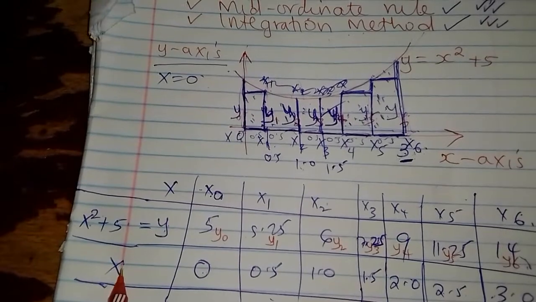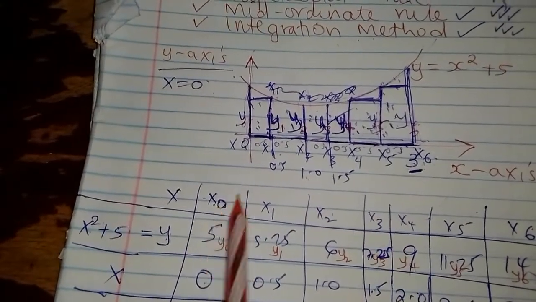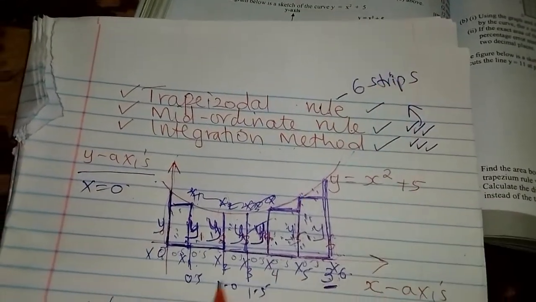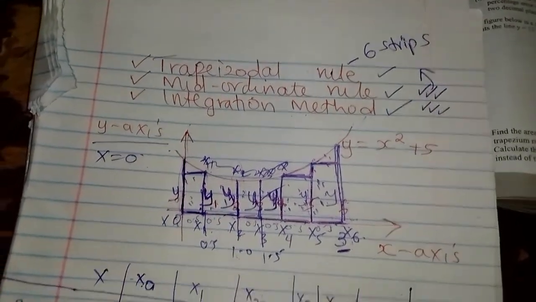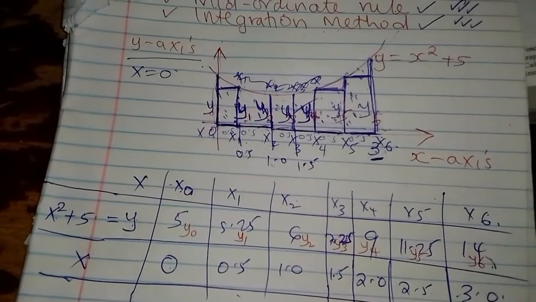You have to get the values of x. So x0, x1, x2, x3. Why do you begin from x0? If there are 6 strips, ensure you have 7 values of x. So how do I get 7 values of x? By having x0 as my first value, or whatever you have been given in that question.